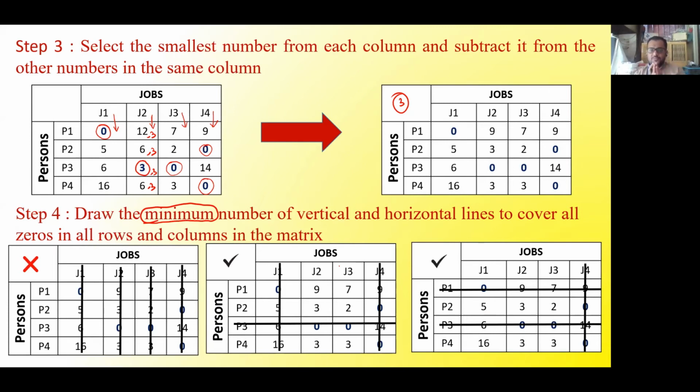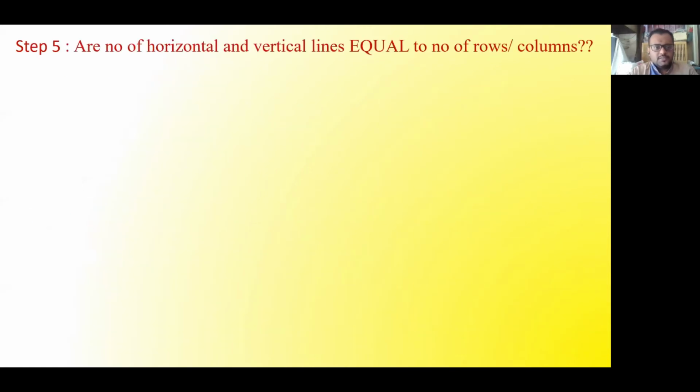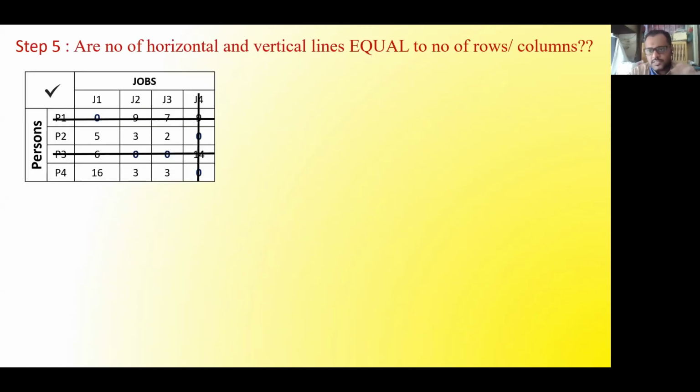But again, what did I say? Whatever you want to do, you do, but the condition should be that it should be the minimum number of lines covering all the zeros. So option 2 and option 3 both are correct answers. Whatever you want to do, you can do, because there is no other option available which will cover all zeros in fewer than 3 lines. So let us say we are taking the third option as my correct answer. You can take the second also, no worries, everything will be the same.